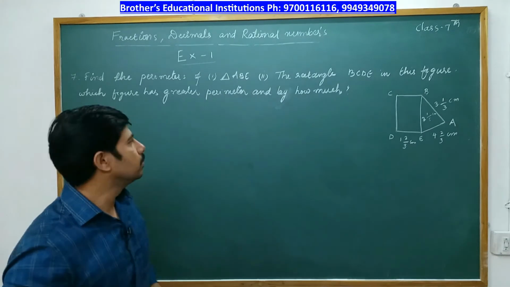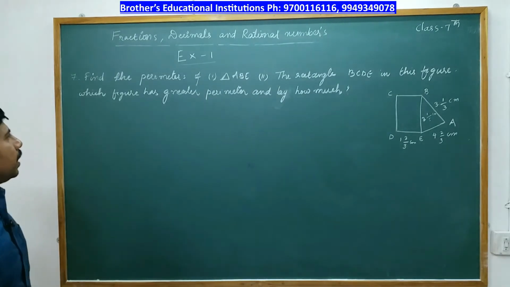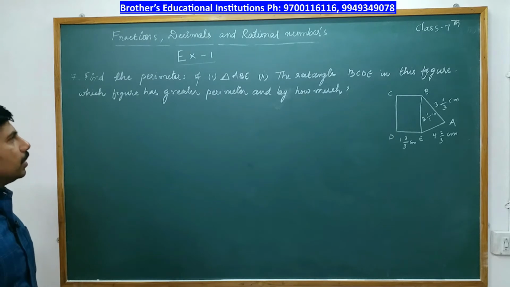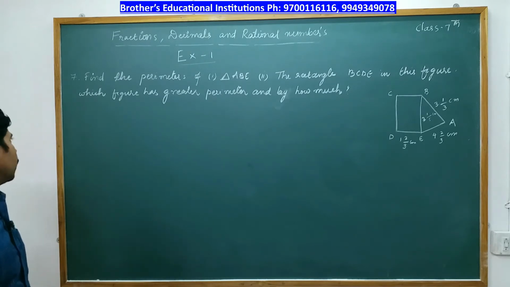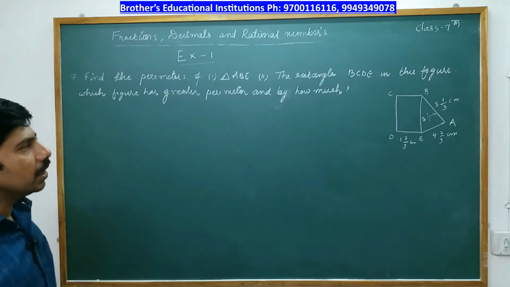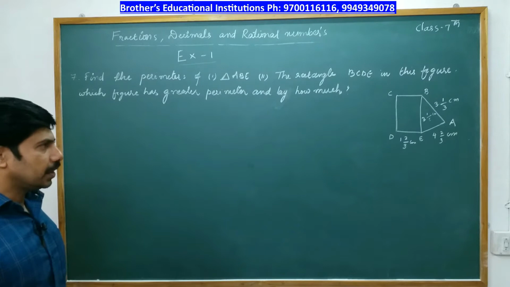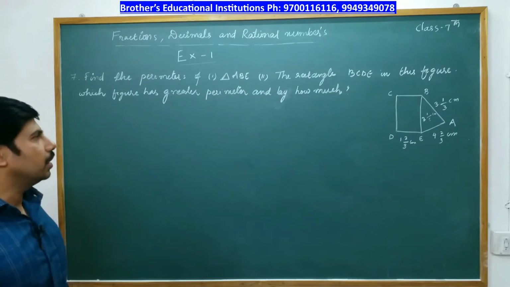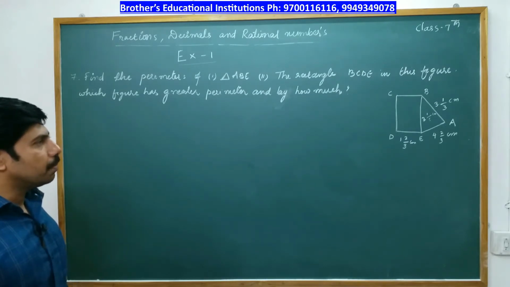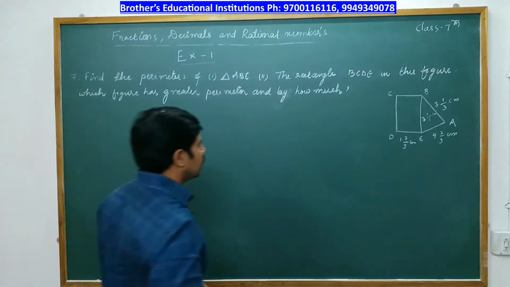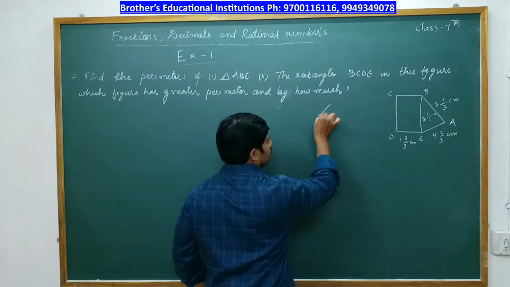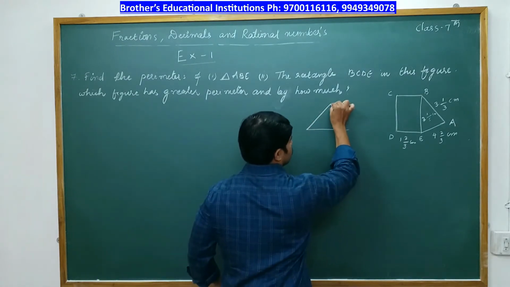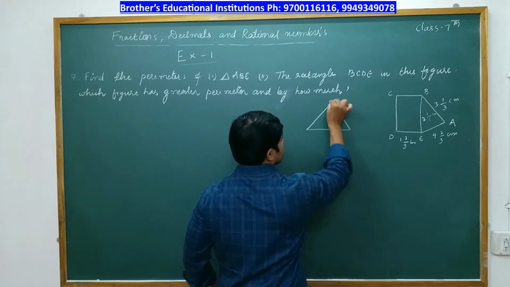So next problem: find the perimeter of triangle ABE and the rectangle BCDE in this figure. Which figure has a greater perimeter and by how much? Here we have a rectangle and a triangle. So what is the triangular part we have? I'll just draw the triangle separately, like this.